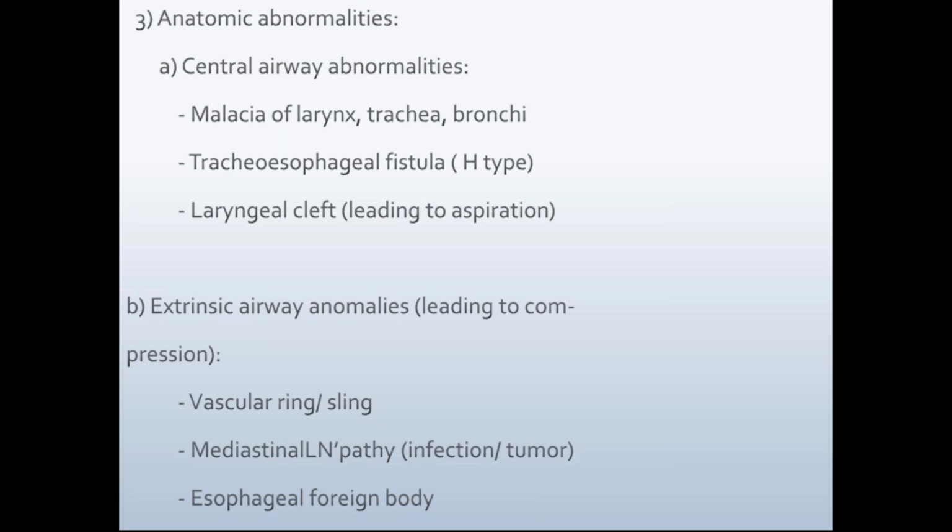Here in extrinsic airway abnormality, the same thing will happen, but the bronchi are obstructed from outside, like by a vascular ring or sling, such as a double aortic arch, or any other abnormality constricting the bronchi from outside. That can also produce wheeze. The same phenomenon, right? Because of this constriction, it is difficult to let the air out. Also mediastinal lymphadenopathy: lymph nodes compressing the bronchi leading to obstruction or narrowing of the airway caliber. Another one is esophageal foreign body.